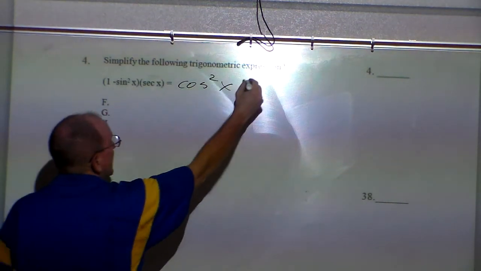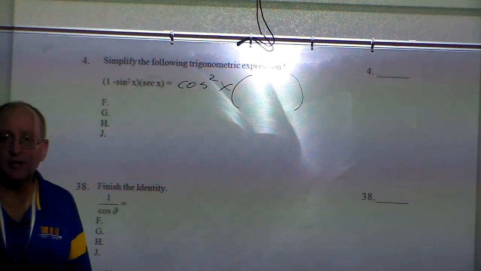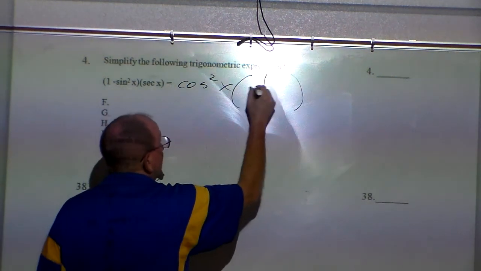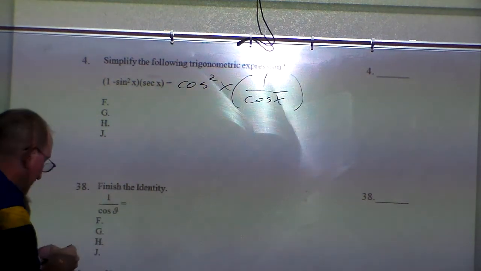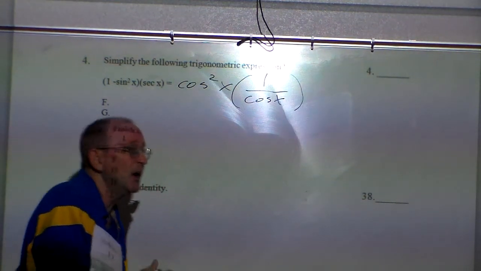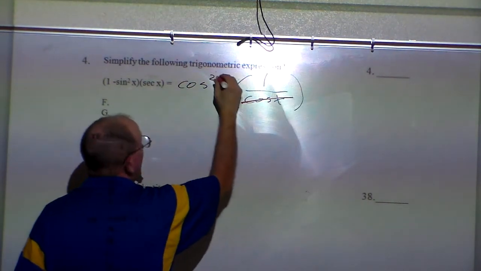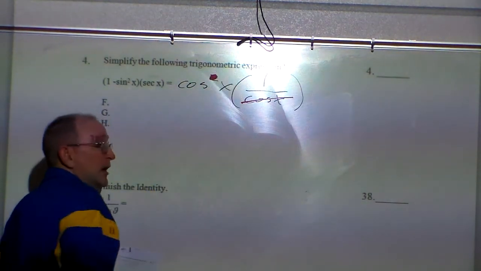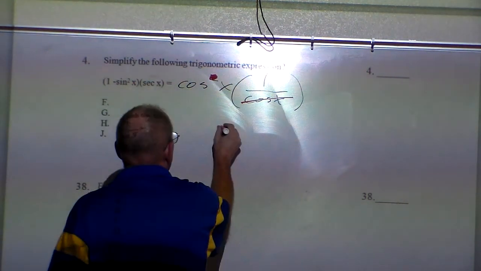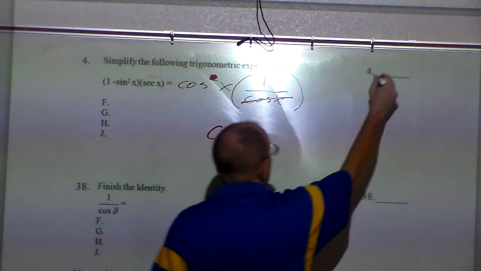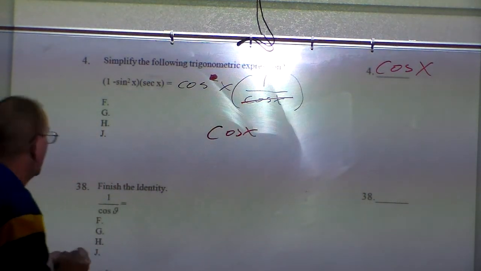And secant, if I do reciprocal, what's the reciprocal of secant? 1 over cosine. And then what's really nice here is this. And here's where everybody needs to be careful. The answer is not 1 because only this cosine cancels out with what? One of those, not what? Both. Does everybody see that? So what's that leave you with for an answer? Cosine x. So the answer to this one is just what? Cosine x.